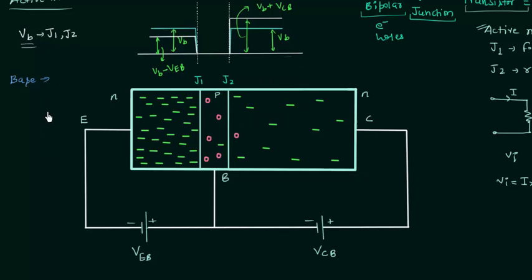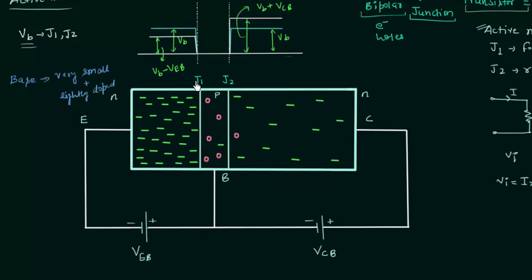The base in the case of a transistor is very small, and it is also lightly doped. Because the base is thin and lightly doped, there is very small recombination of electrons from the emitter, and most of the electrons from the emitter pass over to the collector. I will repeat this point again.